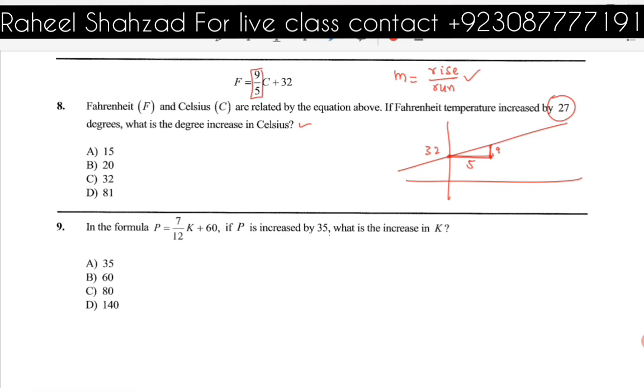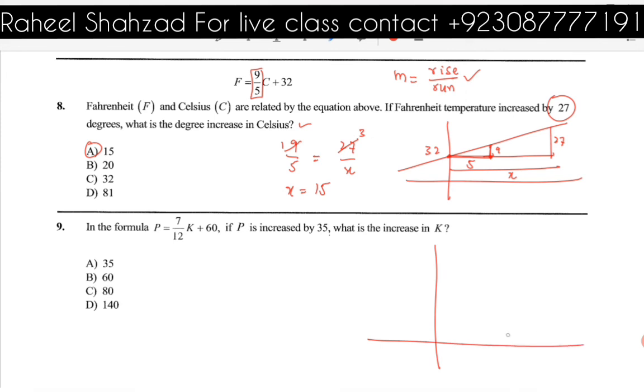And now they want us to find out if the rise is 27. So if this is 27, what is this going to be? So it was 9 by 5, so 27 by x. These are similar triangles. So you could say 9 threes are 27, so x is equal to 15 is the answer. Right. Same goes with the second question as well.